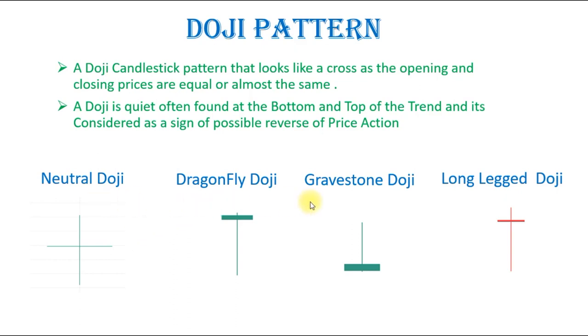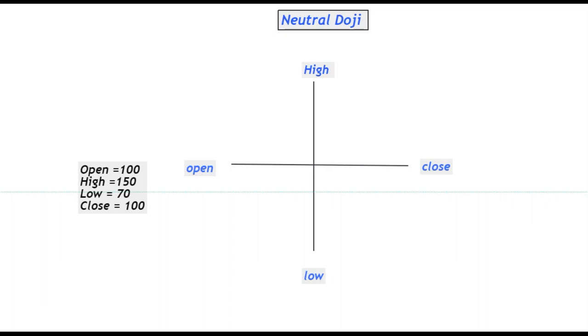So here there are four types of doji. This is the neutral doji and this is the dragonfly doji. This is how it looks like a T. And this is a gravestone doji that looks like an inverted T. And this is a long leg doji. This is the neutral doji. This is the open price. This is the high, low and the close.